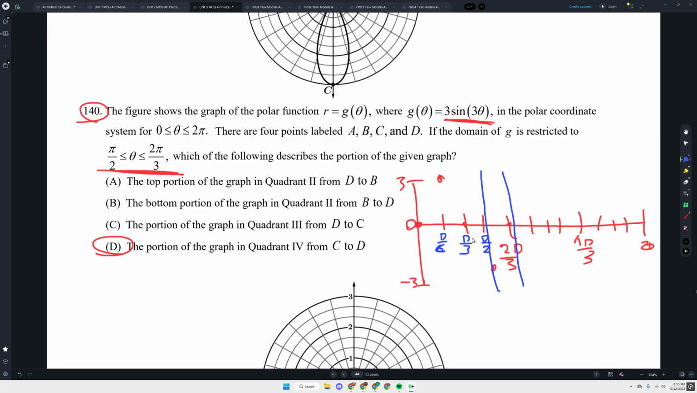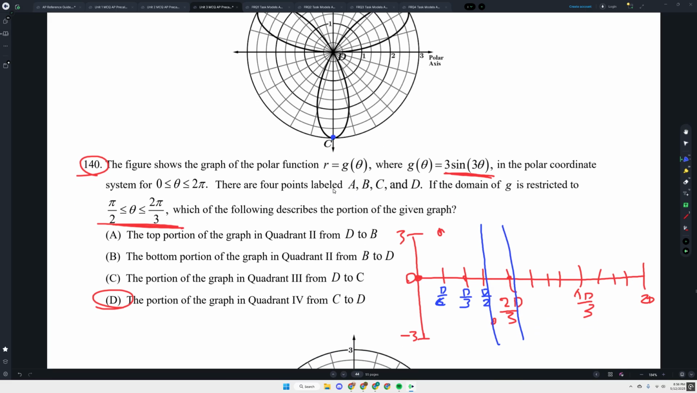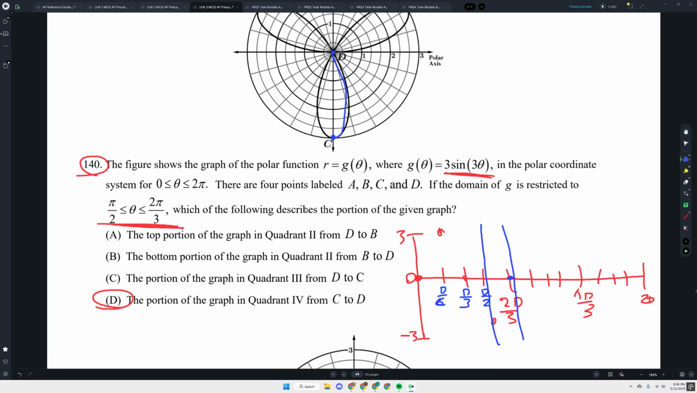And from here, at pi over 2, it's at negative 3. So as you're going here, it's starting from here. And then as it's going back to the pole, which is at 0, you're negative. So that means as you're going around, you're going back to here. So it's from C to D because of that. Does that make sense for anyone?